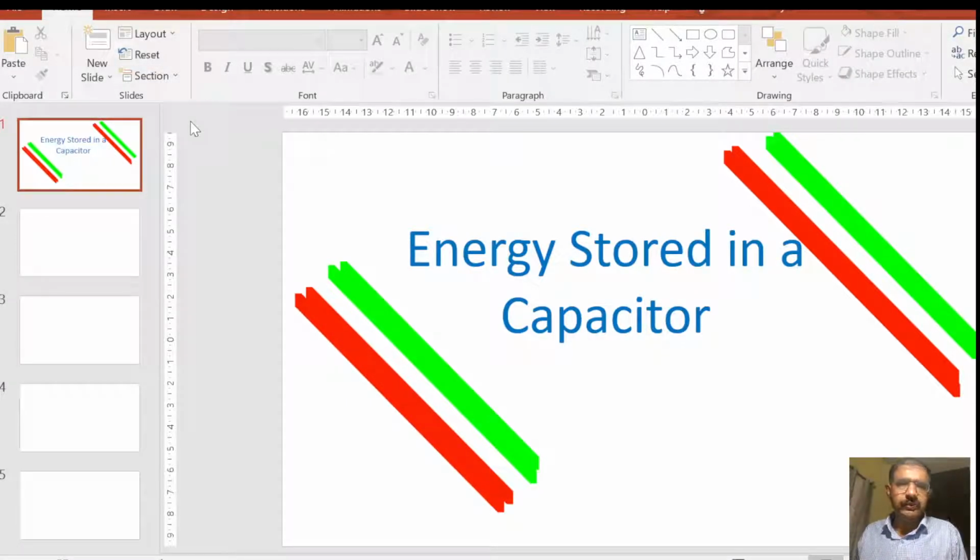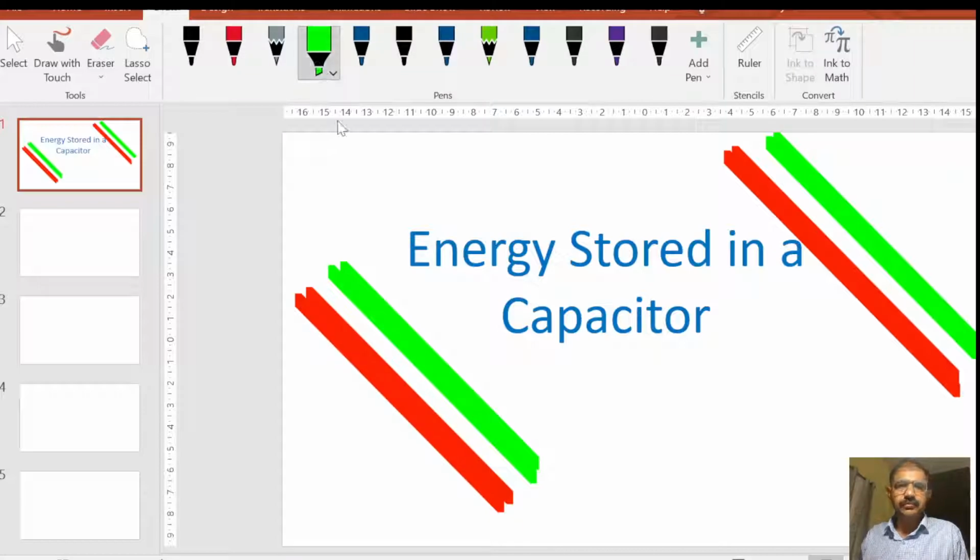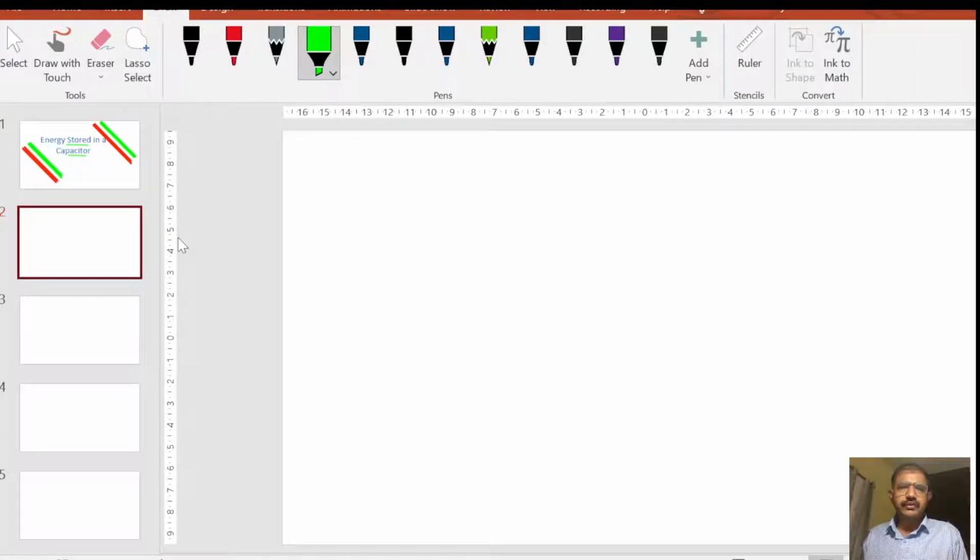Hello friends, today we will discuss one of the topics, that is, energy stored in a capacitor. To understand this, first suppose I take the example of a spherical capacitor. This is the wooden handle, and over it there is a spherical capacitor.